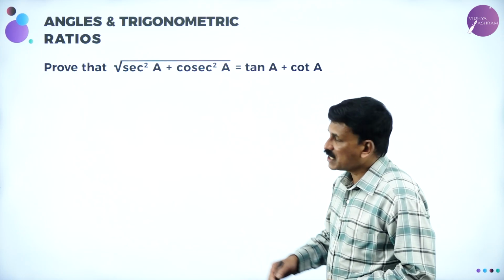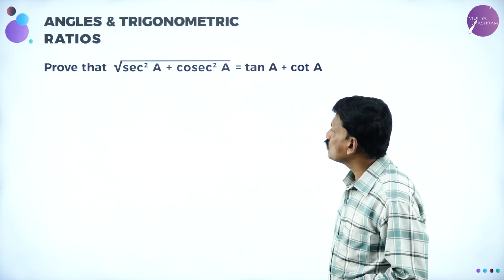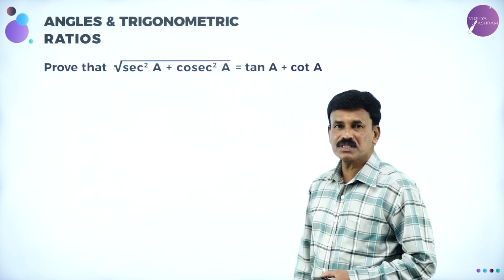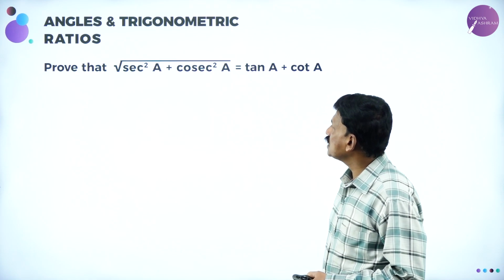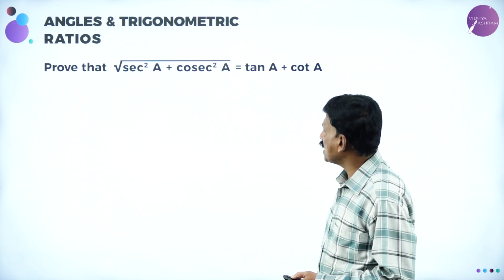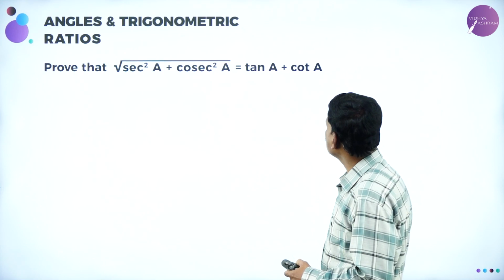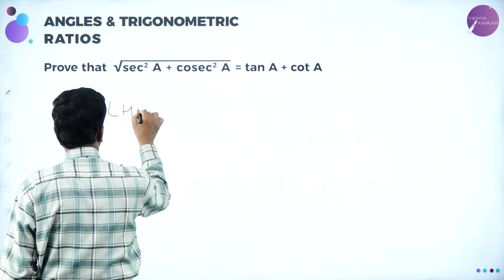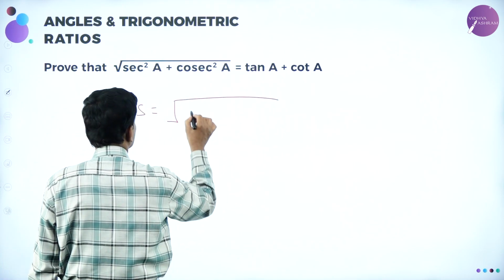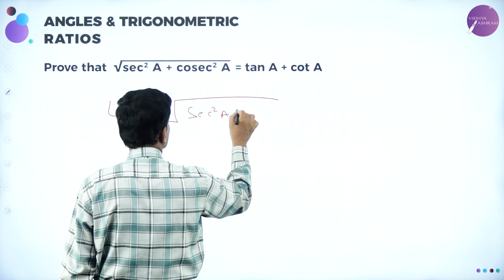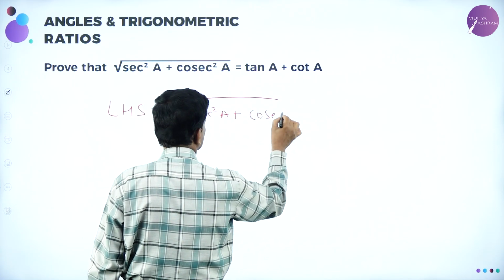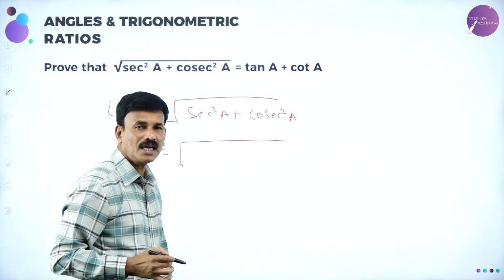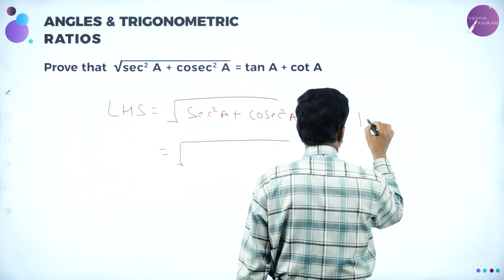So trigonometric ratios. Now prove that root of secant square A plus cosecant square A is equal to tan A plus cot A. Square root of secant square A plus cosecant square A is equal to tan A plus cot A. Now let us take LHS. What is LHS? LHS is square root of secant square A plus cosecant square A. Now this is equal to square root of, you know the identities. What is 1 plus tan square A?